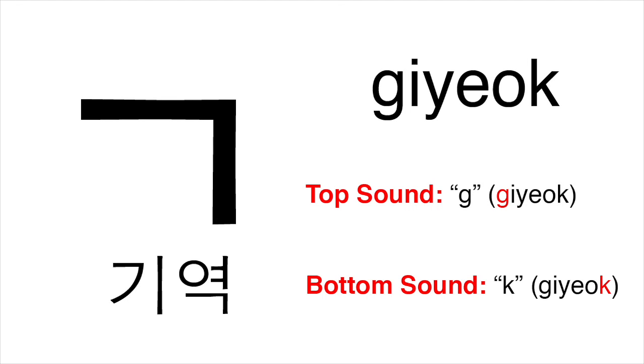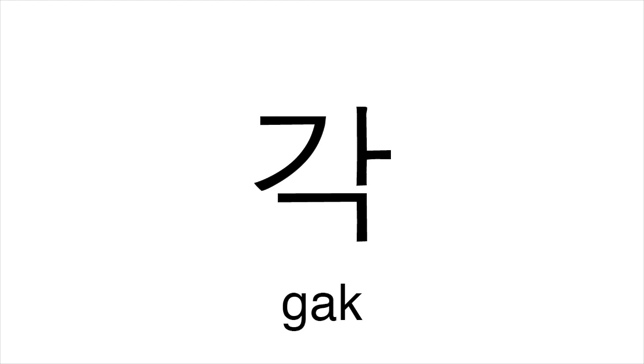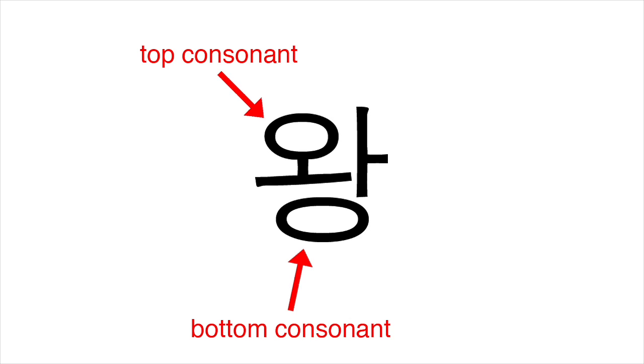The first consonant is Kyo, which has a G sound for top and a K sound for bottom. So, for example, this letter would sound like Ka. Same character, but different sounds for top and bottom. See what I mean? Remember, consonants can be at the top or the bottom, and sometimes the same character has different sounds depending on its position.